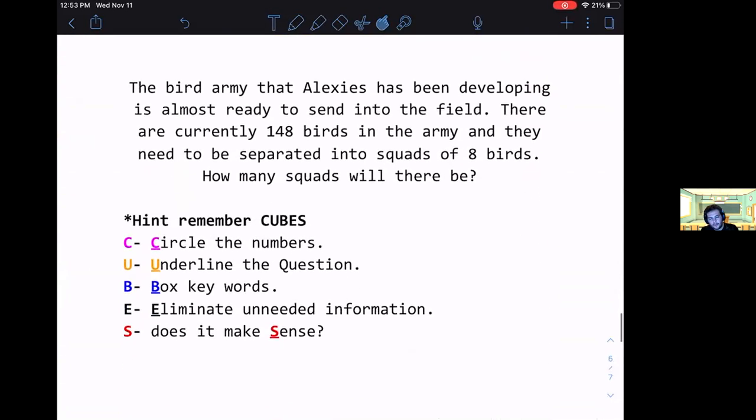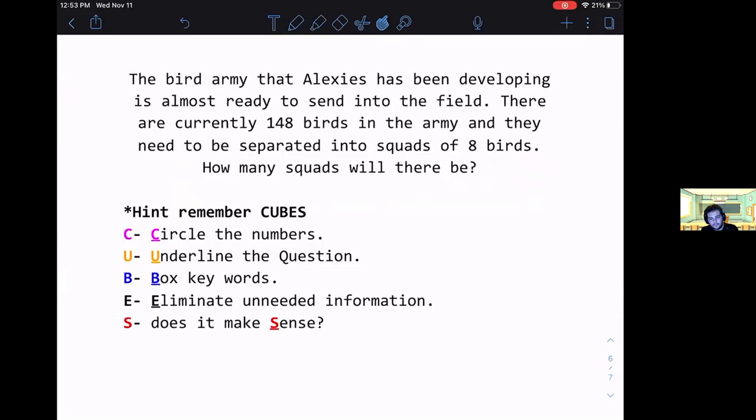Now we have a word problem here. Features of the cubes. You guys are experts at cubes, but just in case, I went ahead and included the chart right here because it's about time I remembered to put it instead of having to write it down every time. Cracking my fingers because I can. Excuse me. I'll go ahead and read this for you guys. The bird army that Alexis has been developing is almost ready to send into the field. There are currently 148 birds in the army, and they need to be separated into squads of 8 birds. How many squads will there be?